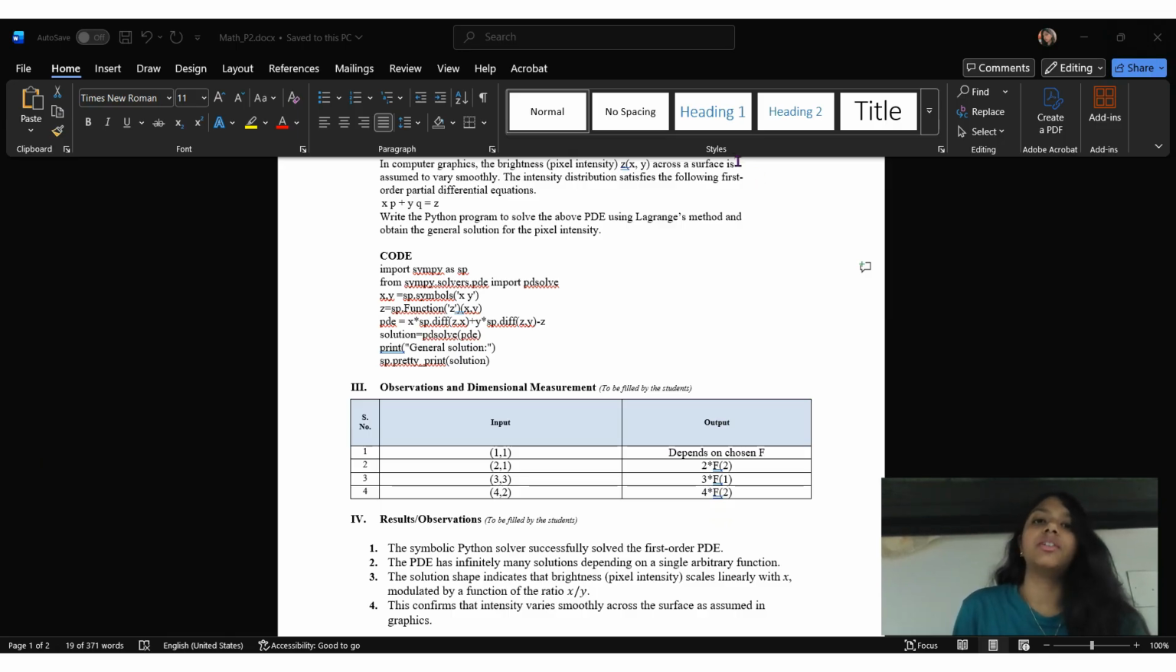Let's break that down. The solution says that z of x, y can be written as x times an arbitrary function of the ratio y over x. That arbitrary function is written as f of y by x. This means the solution isn't just one specific formula, it's a whole family of solutions, depending on what function f you choose. That's typical for PDEs. They often have general solutions that include arbitrary functions, and the exact form depends on boundary conditions or initial values.